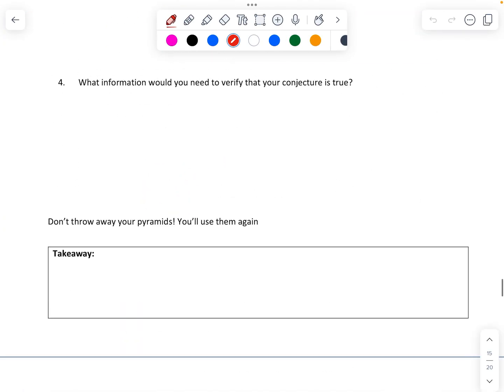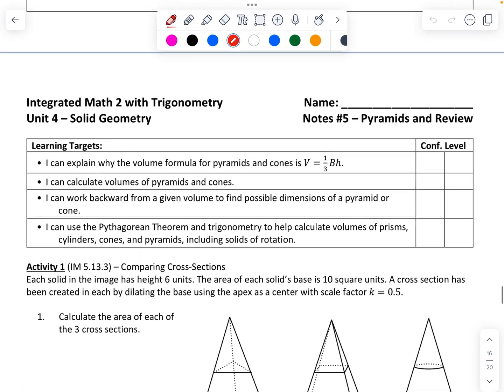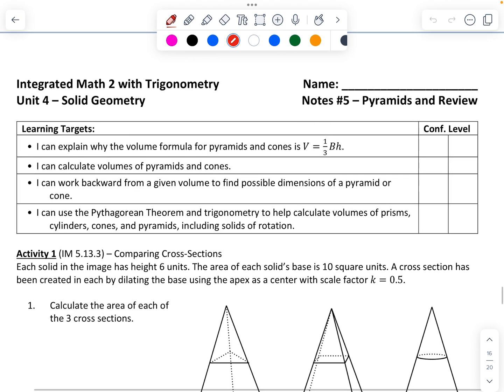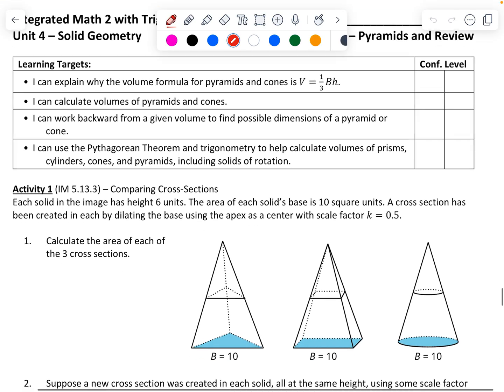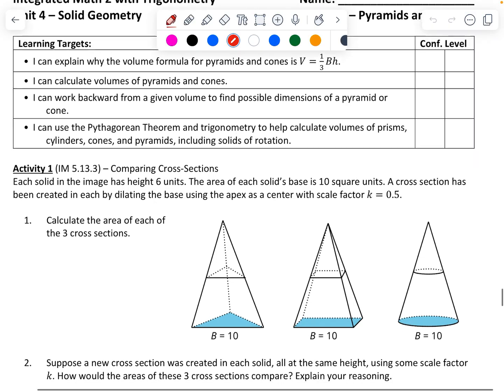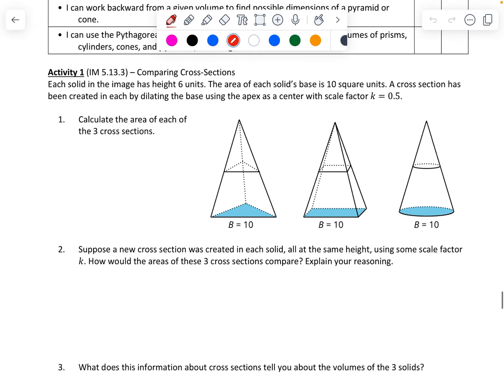All right, so the last lesson, I can explain why the volume formula for pyramids and cones is 1/3 area of base times height. I can calculate volumes of pyramids and cones. I can work backwards given a volume to find the dimensions, and I can use Pythagorean theorem to solve various problems. All right, so pause the video now and you guys try activity number 1.